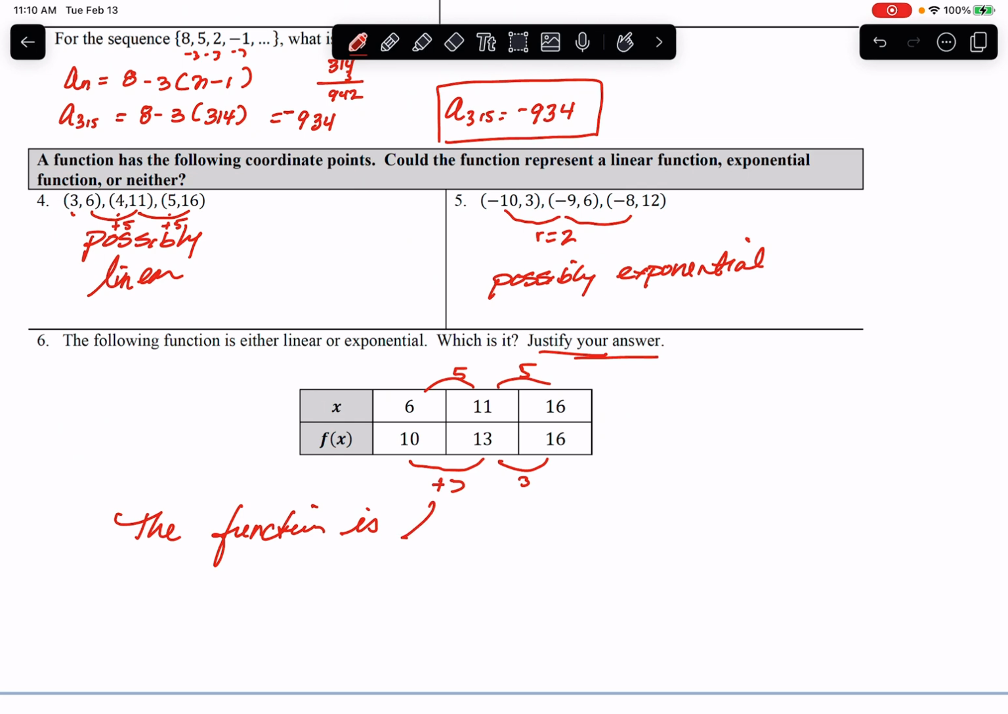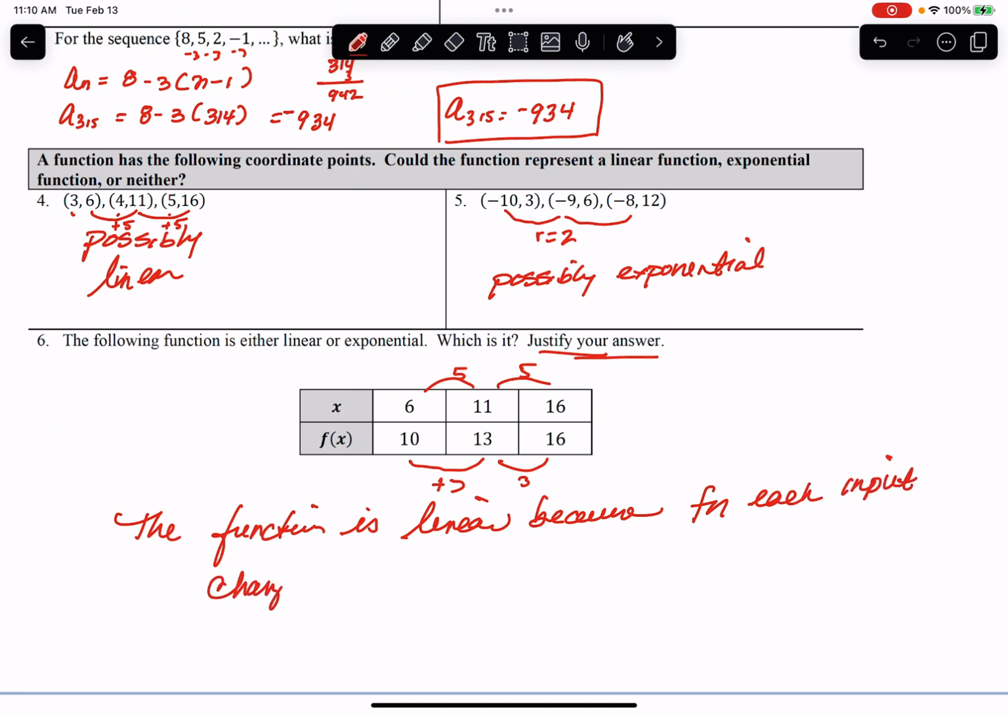The function is linear because, and now talk about the change in x and the change in y, but call it input and output, because for each input change of 5, the output changes at a constant rate of 3. So remember to talk about the input and the output and what they're changing.